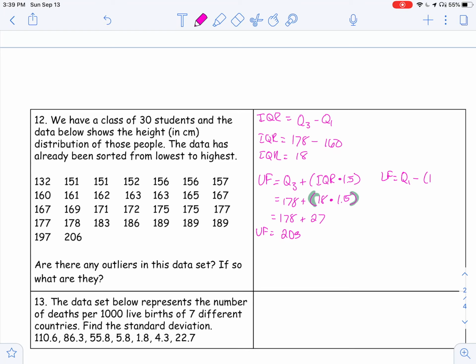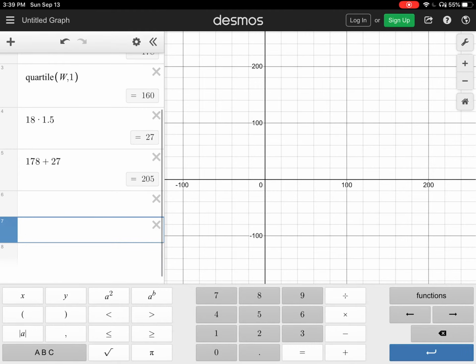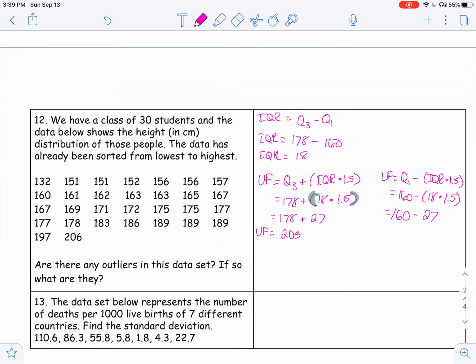Now we need to find my lower fence, and my lower fence equation is Q1 minus the IQR times 1.5. My Q1 is 160. My IQR is 18 times 1.5. I already know what 18 times 1.5 is. I just found that to be 27. So now I have 160 minus 27, which gives me 133. So my lower fence is 133.